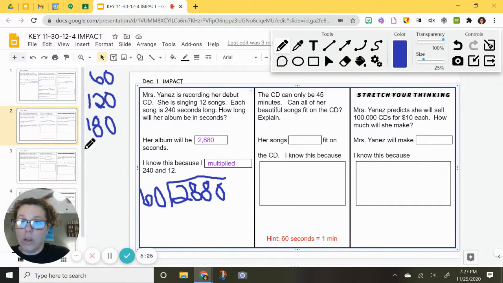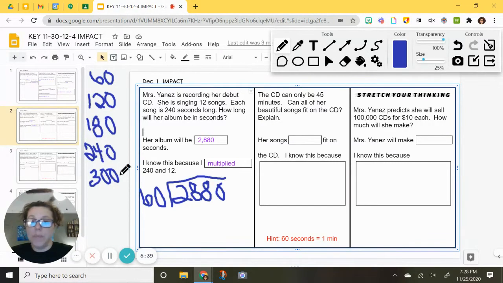6 times 4 is 24, add on a 0. 6 times 5 is 30, add on a 0. And I'm going to just stop there. I might need more, but for now I'm good.